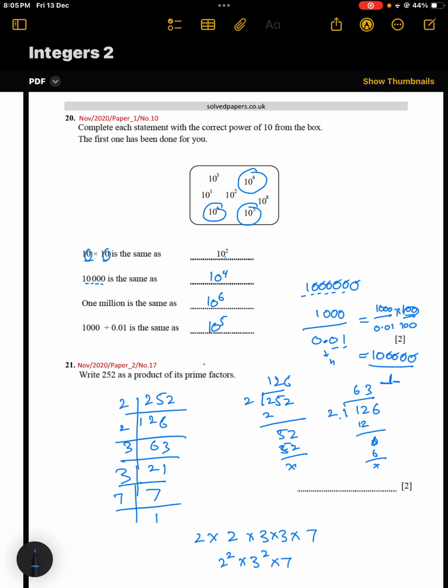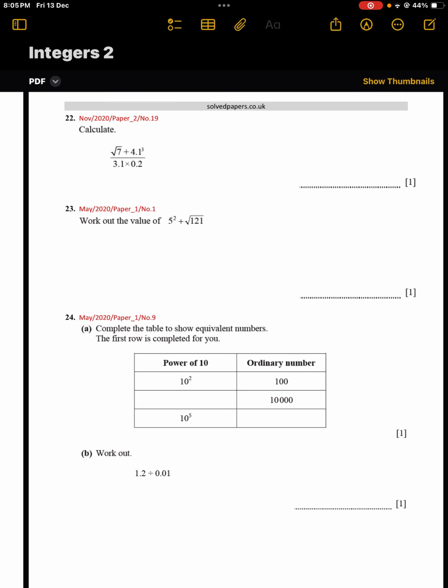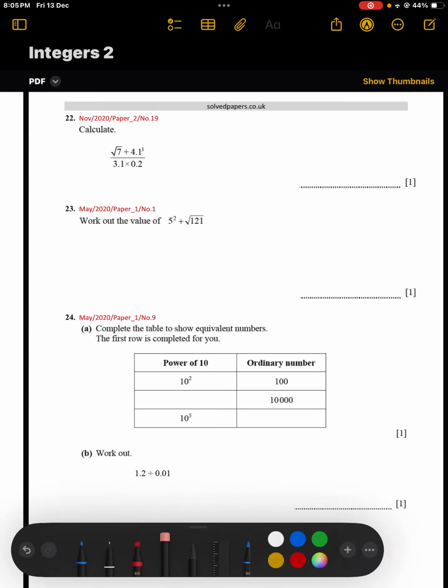This will be our answer, and I will confirm it by using my calculator. Okay, right here this will be 2 times 2 times 3 times 3 times 7. Yes, it gives us 252. The answer is correct. Moving to the next question. Let me erase this. Okay, now we'll move to next, and it says question number 22.